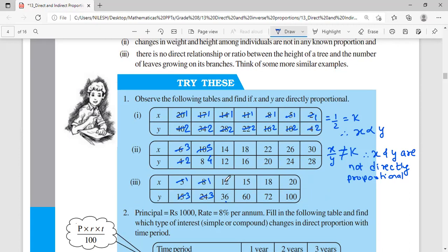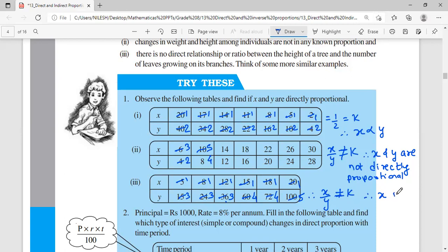What is 12 upon 36? 1 upon 3. 15 upon 60? 1 upon 4. 18 upon 72? 1 upon 4. And 20 upon 100? 1 upon 5. These two ratios are equal, but not all. So again, x upon y is not constant. It is changing. Yes or no?